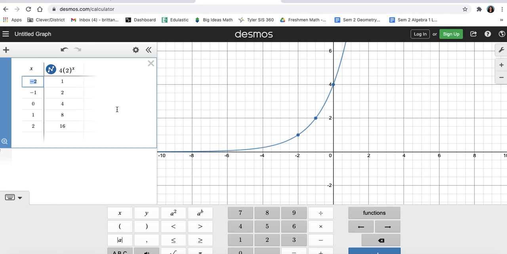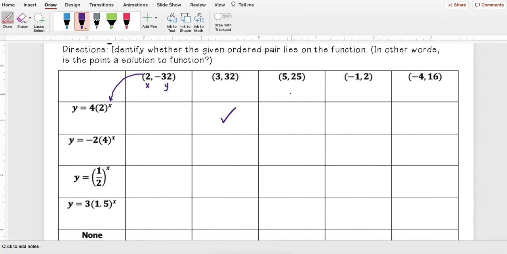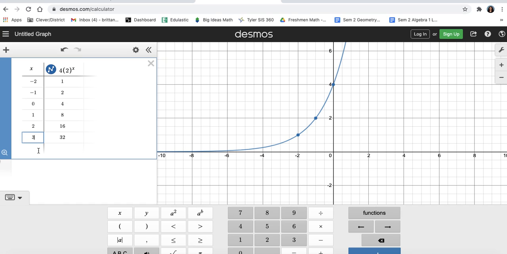My first point was 2, negative 32. I see 2, 16. No. My next point, which we already did, was 3, 32. And I see it does pop up there. Now I want to check the other ones. So 5, and I'm looking for 25. I'm just going to click below, press 5, and I see it's 128, so that means that's not a solution.